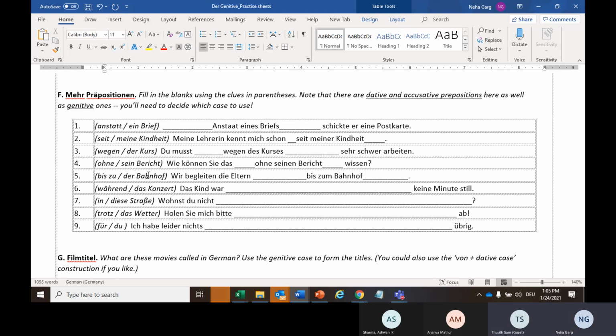You can write it, grammatically it's correct, but it's not advisable because there are so many words which get combined together. So zu plus der becomes zur, zu plus dem becomes zum. Bis zu dem Bahnhof is a little longer and a little complicated to write, so there it is bis zum Bahnhof. So we accompany the parents till the station, till the railway station.